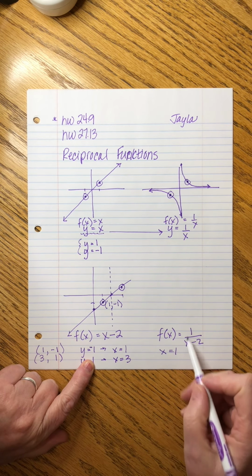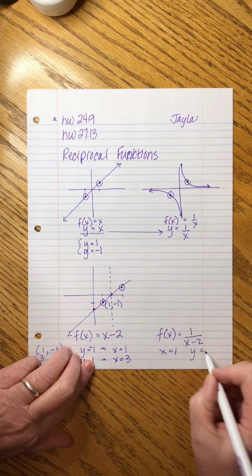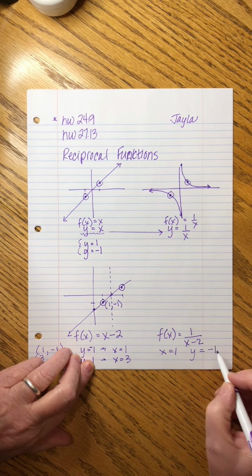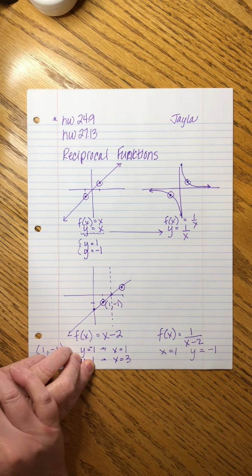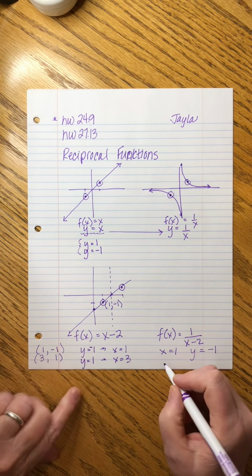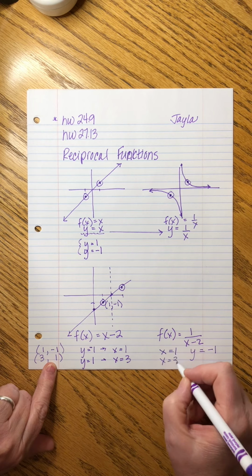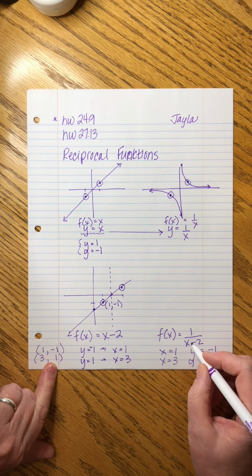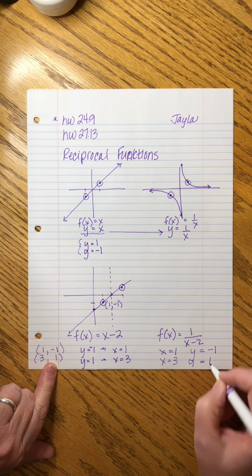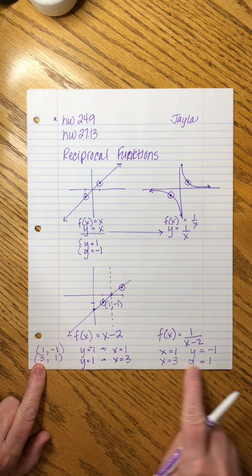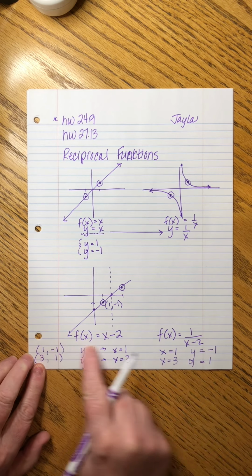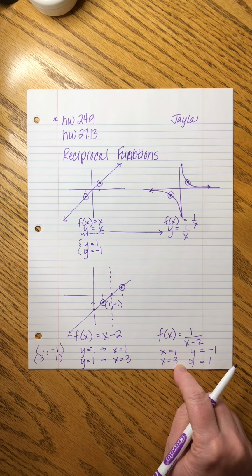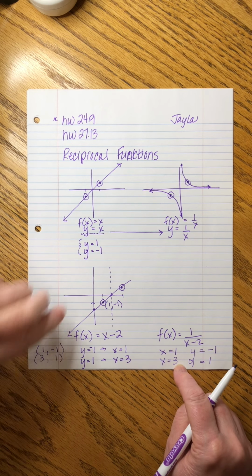So let's test our theory. If x equals 1 in this, then what's y going to equal? 1 minus 2 will be minus 1. 1 over minus 1 is minus 1. I'm just plugging those in. And what about this one? We chose x equals 3. 3 minus 2 is 1. 1 over 1 equals 1. So look, we're going to get these same points again in the reciprocal function. They work for both.